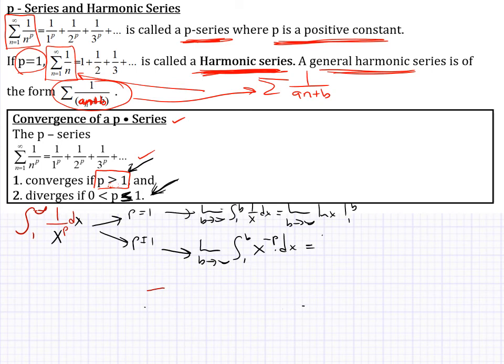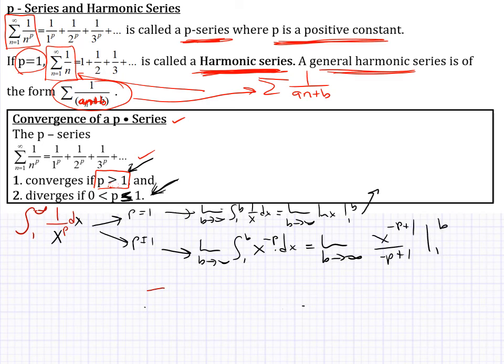So we have the limit as b goes to infinity of x to the negative p plus 1 over negative p plus 1. When you integrate, you add 1 to the power. Now we go between 1 and b.